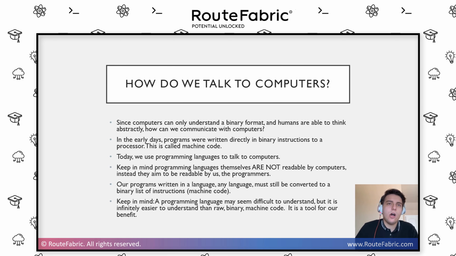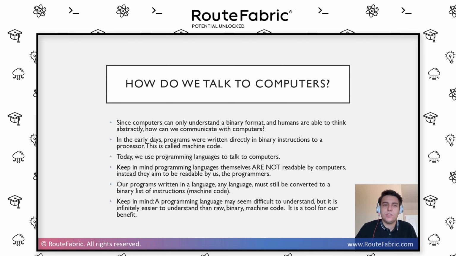So then, how do we talk to computers? Like I said, computers can only understand a binary format, so how can we effectively communicate with them? Well, in the early days of programming, programs were written directly in binary instructions to the processor. This is called machine code. So we could do it this way, and talk kind of directly to the processor, but the biggest issue with this is that it is very tedious. It's not very intuitive at all because we don't think this way naturally.